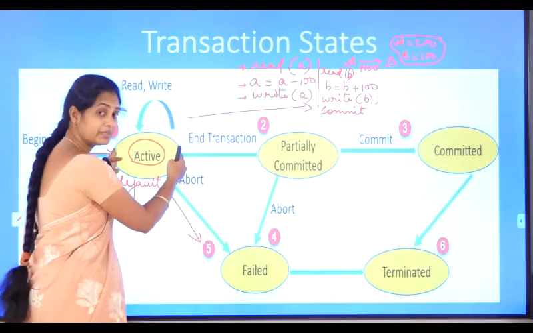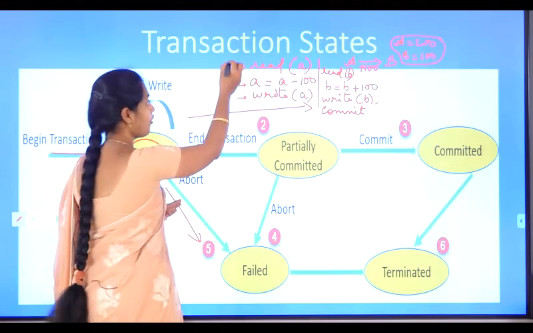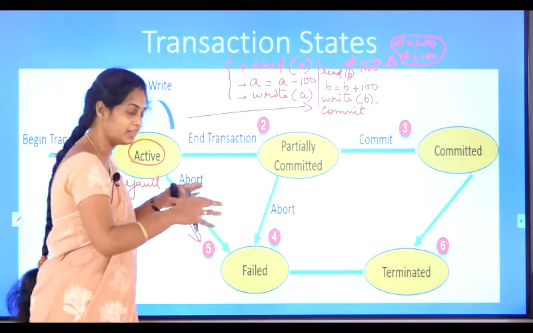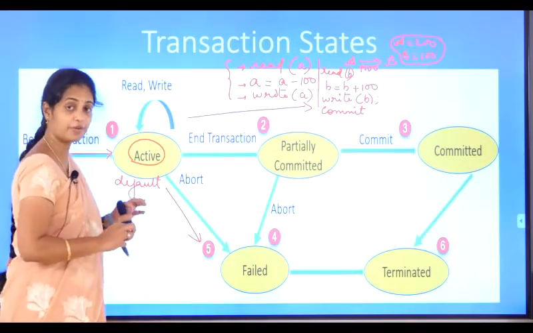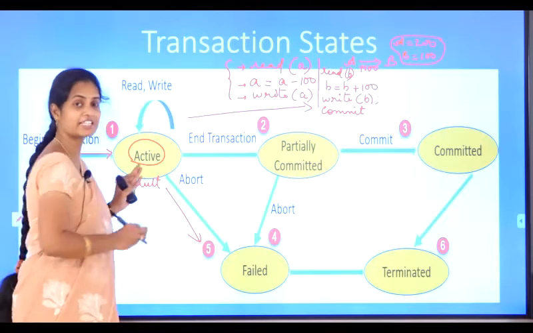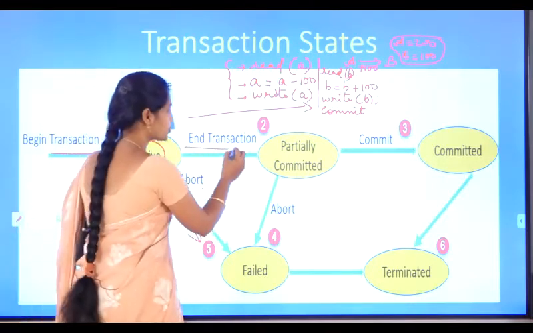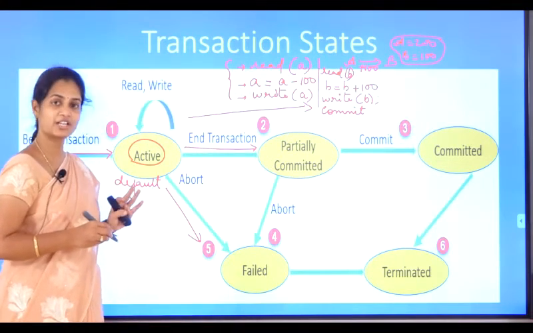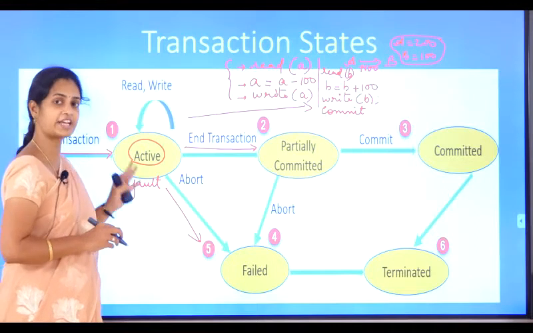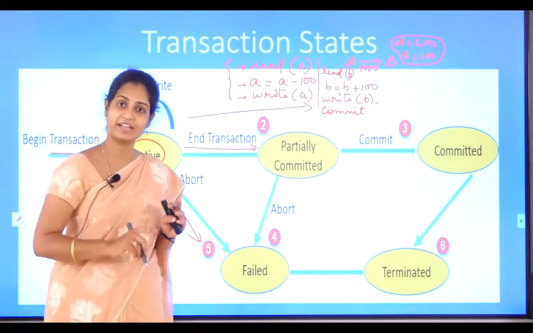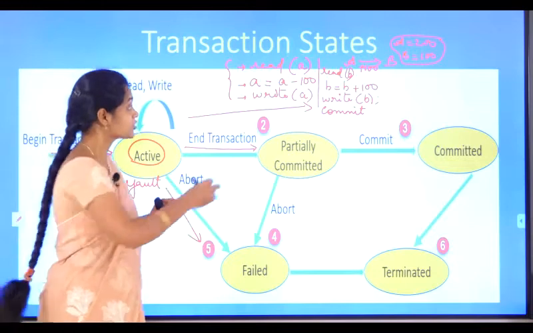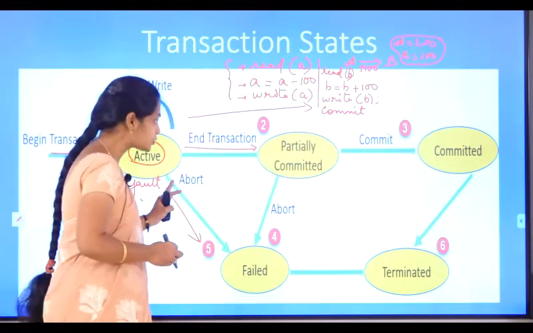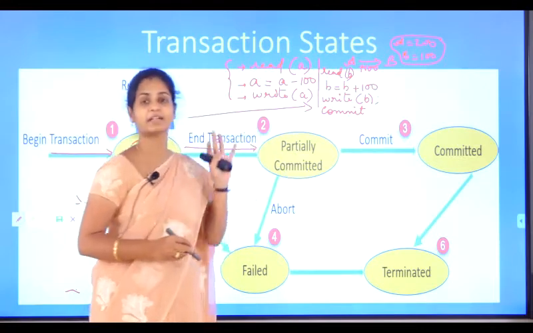So, that is nothing but the active state. All these operations, when we are beginning, are in the active state. After that, when a transaction is active, it moves to partially committed. Any transaction, when we begin it, you need to end the transaction also. Meanwhile, whatever instructions we are performing will be in a partially committed state.